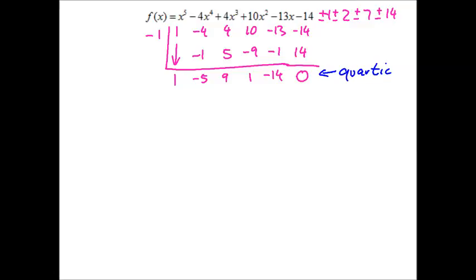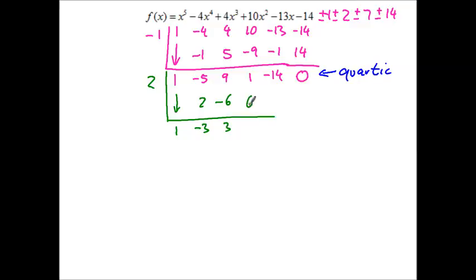I'm going to suggest for the next step, we're going to use the next number in our list, positive 2. And we're going to bring down our 1. 2 times 1 is 2. Negative 5 plus 2 is negative 3. 2 times negative 3 is negative 6. 9 plus negative 6 is 3.